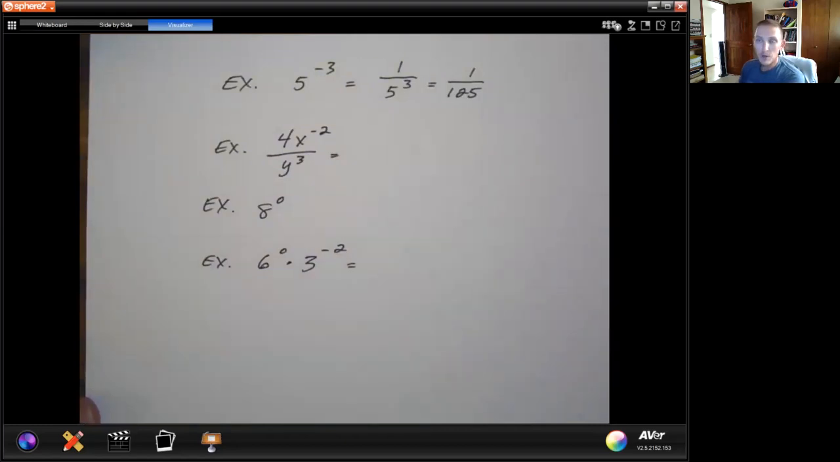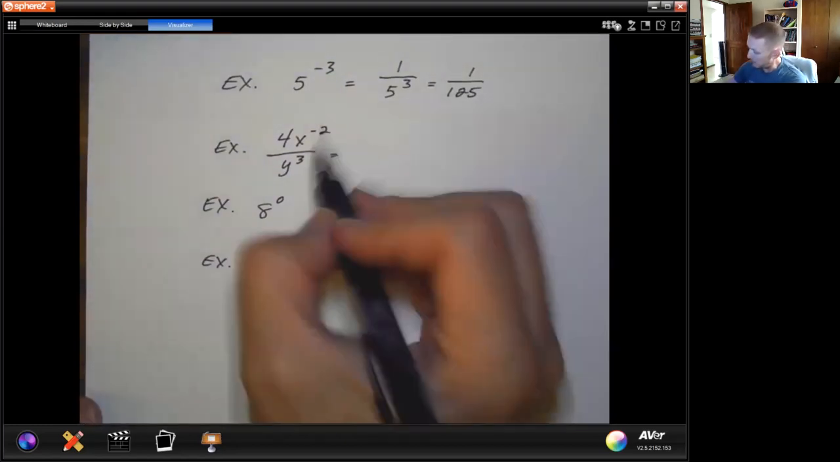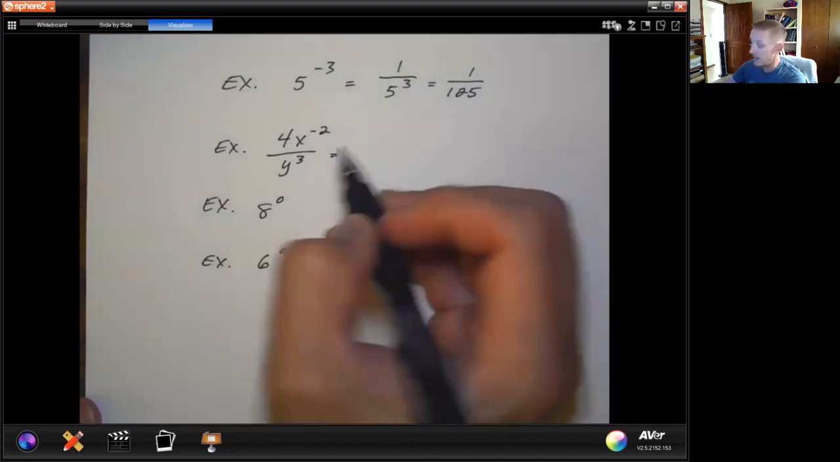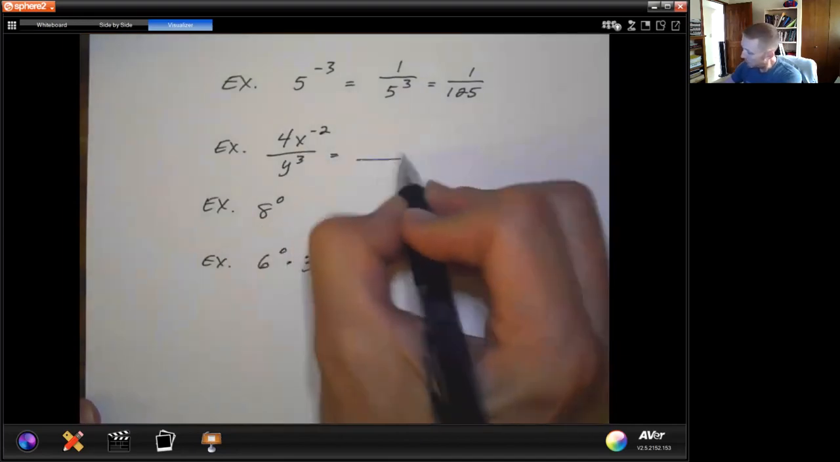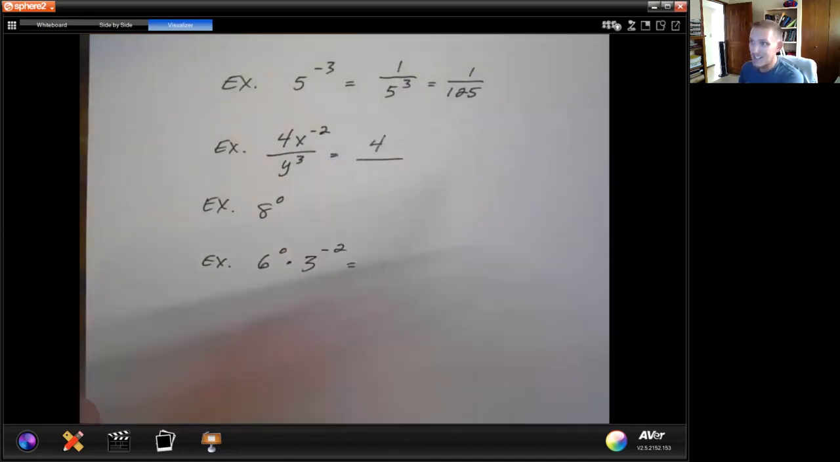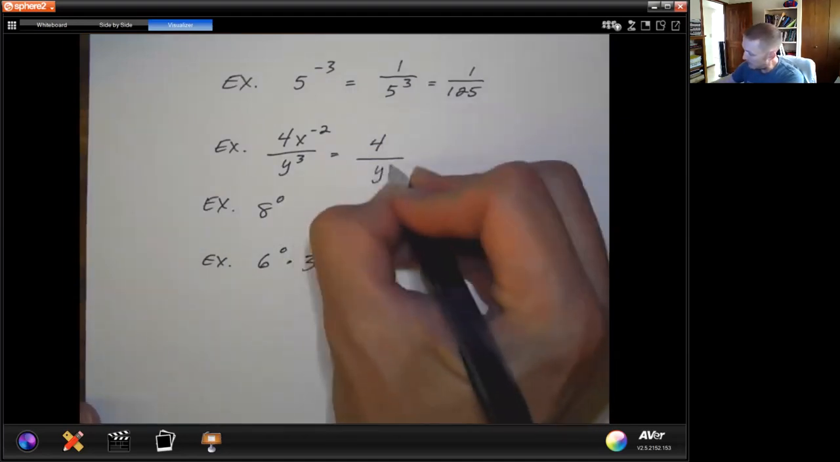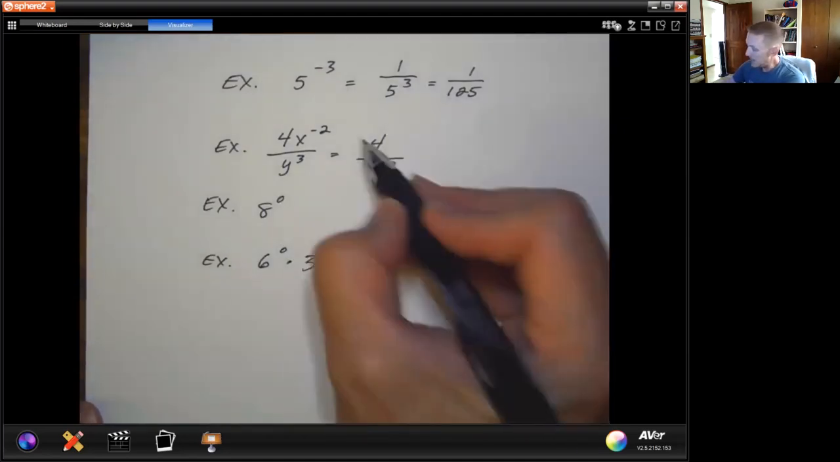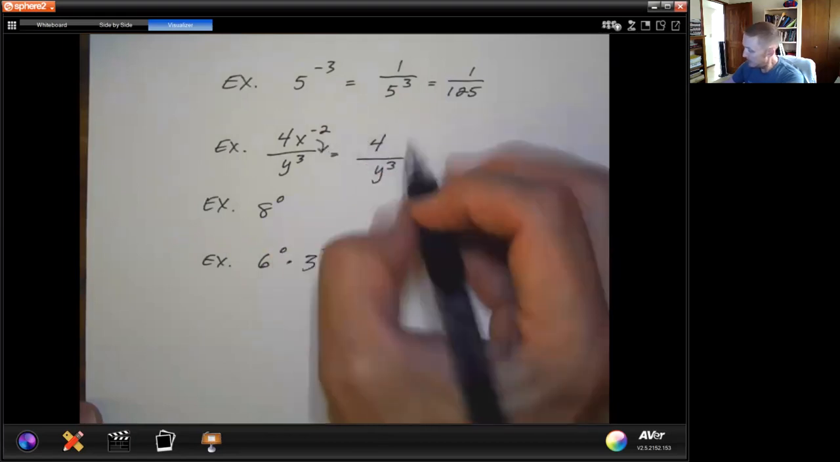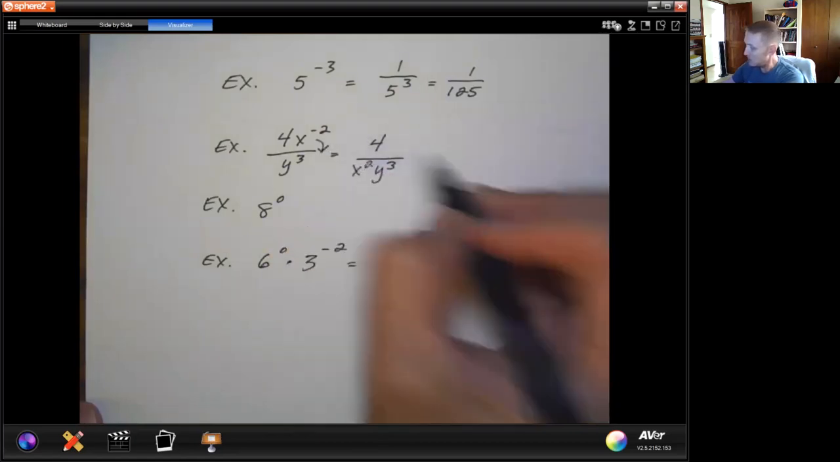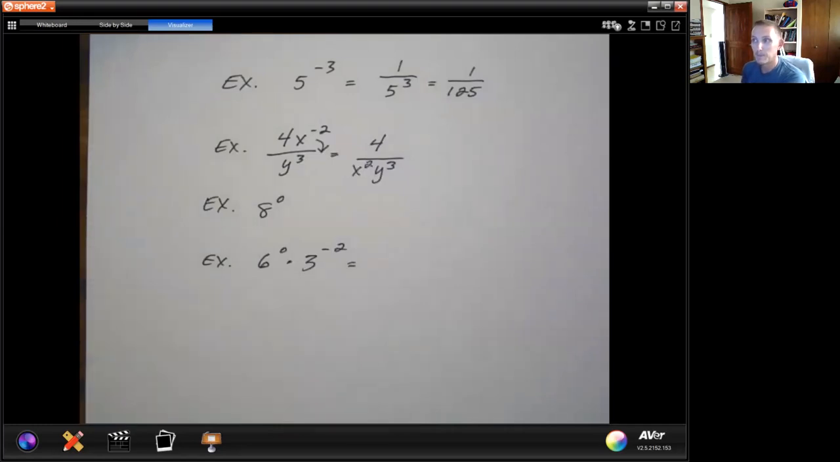Example number 2. There's only one thing with a negative exponent, and that's this guy here, the x to the negative second. So 4 is going to stay on top. It's not going anywhere. You're not flipping the entire fraction. You're only flipping the piece that has a negative exponent. Y to the third is staying on the bottom. And the x to the second has to flip. And so x to the second is going to join the y to the third. I put the x to the second in front, so we have alphabetical order.